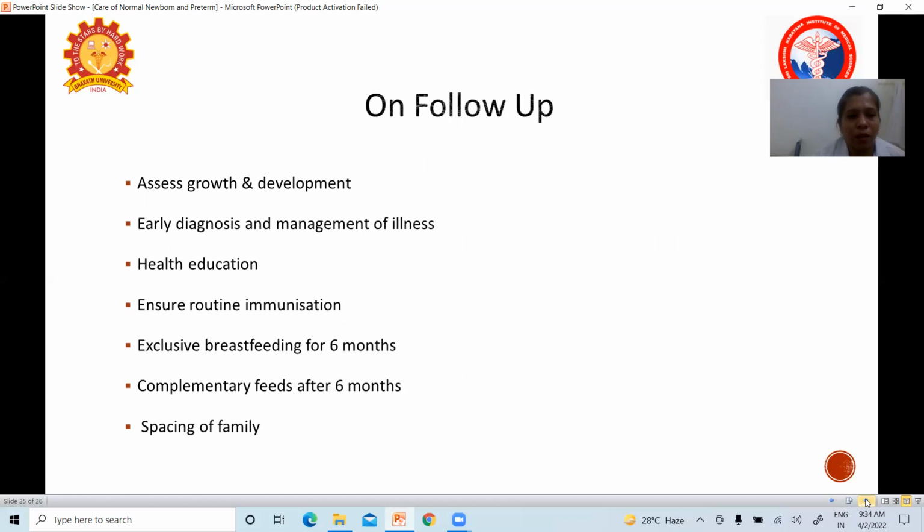So on follow-up, what are we going to see? After discharging the baby, we have to call the baby for follow-up depending on the risk factors. We can call the baby after 2 days, 3 days, 5 days, or after 7 days.